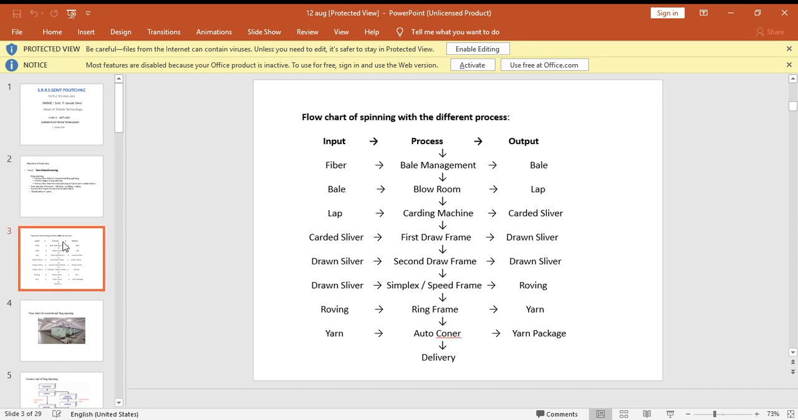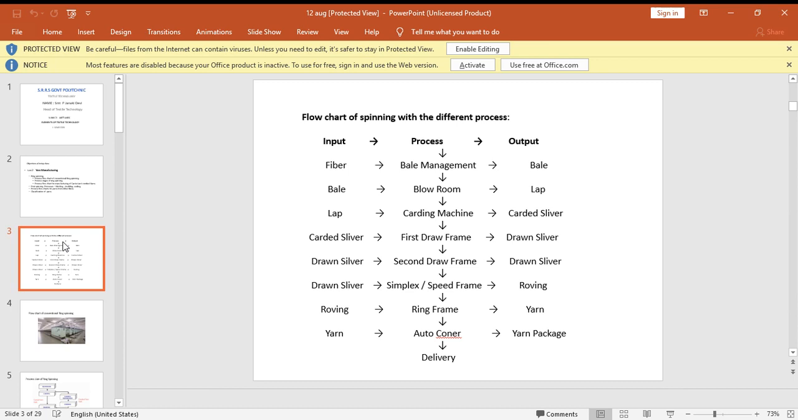So this is the flowchart of ring spinning with the different processes. First is input, then process, then output. Input is fiber to bale management. Out will come the bale. From bale to blow room to lap. Then lap to carding machine to carding sliver.